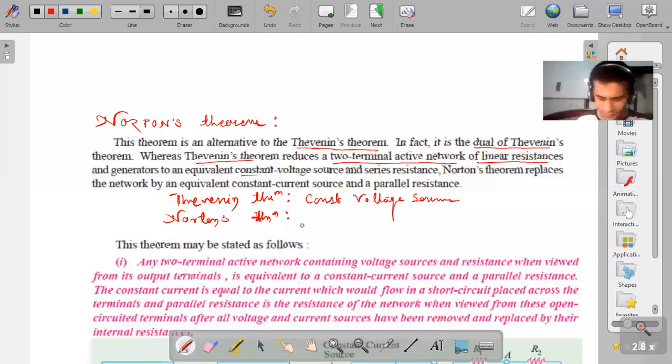and Norton theorem is related to constant current, current source and parallel resistance. This is series.